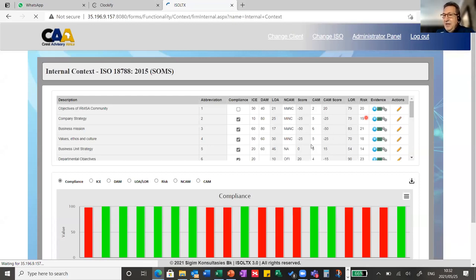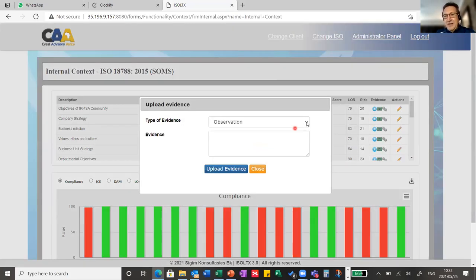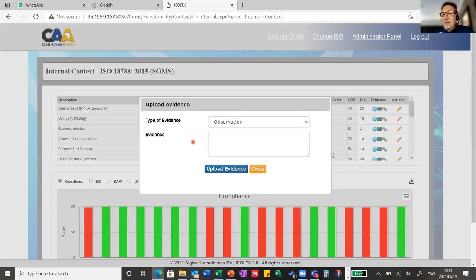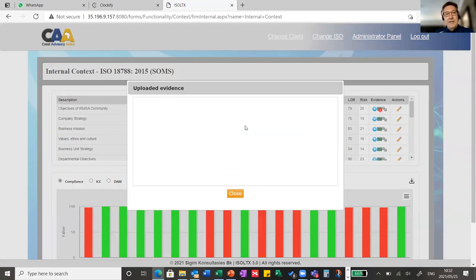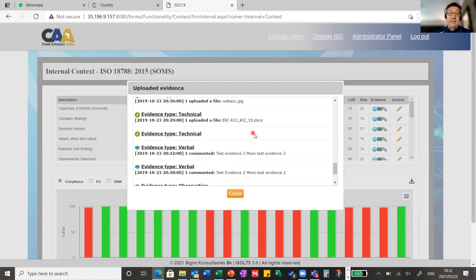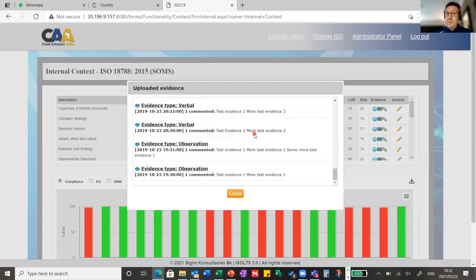And then each and every evidence that you've got, and this is based on the IPPF from the Institute of Internal Auditors, that is combined with ISO 19001, the auditing principles. We're speaking here about the observation, verbal, documentary evidence, technical, analytical, confirmative evidence, and physical and mathematical evidence. Now, if you look at this, this is everything that you can actually work with. And if you upload that, it's as easy as this, and you've got a record of the whole value chain and the whole history and the whole life cycle of what you were actually implementing there.